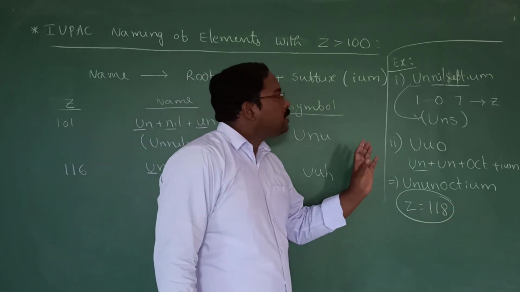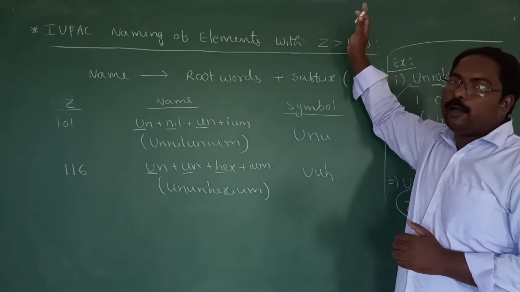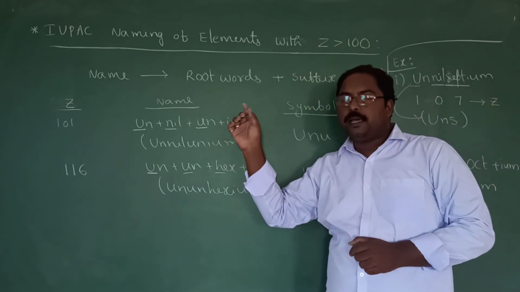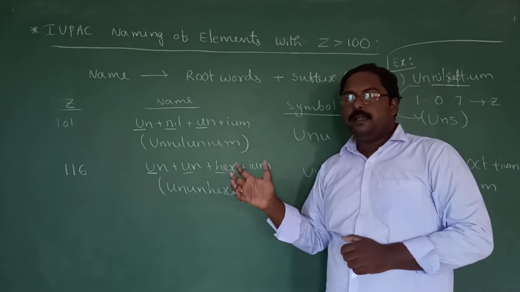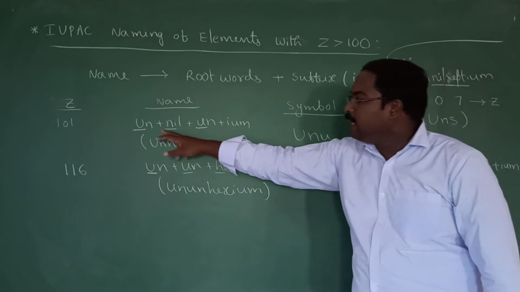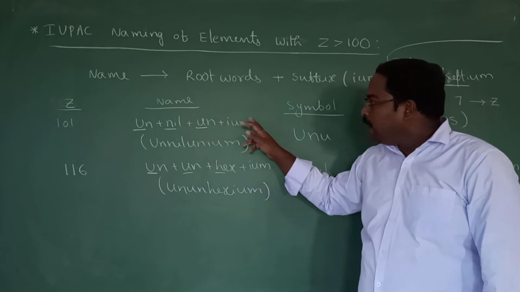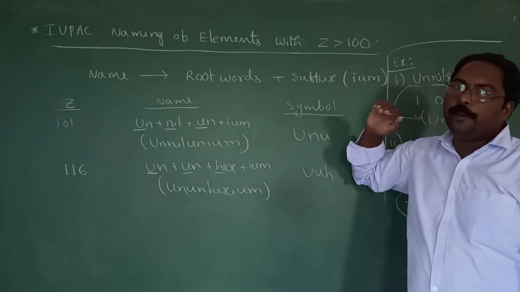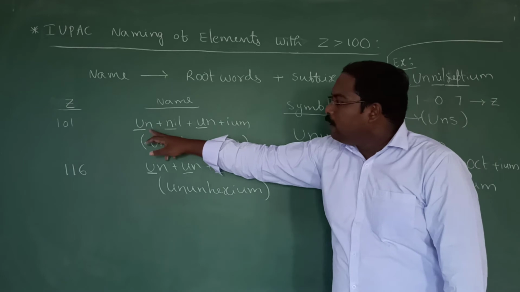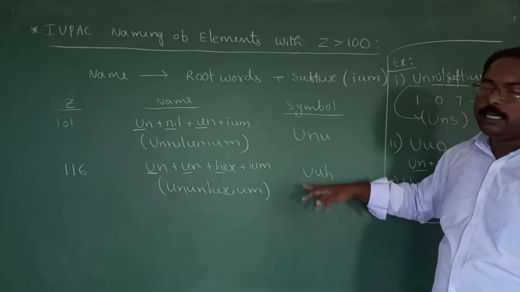This is the way to write the nomenclature, the naming of elements with atomic number more than 100. First we need to remember the root words given for the numbers. Once you learn that, it will be very easy. Simply we write the root words of the 3 numbers, and at last we add the suffix IUM. But for the symbol, what are we following? The first letters of the root words. So let's go through the first properties.